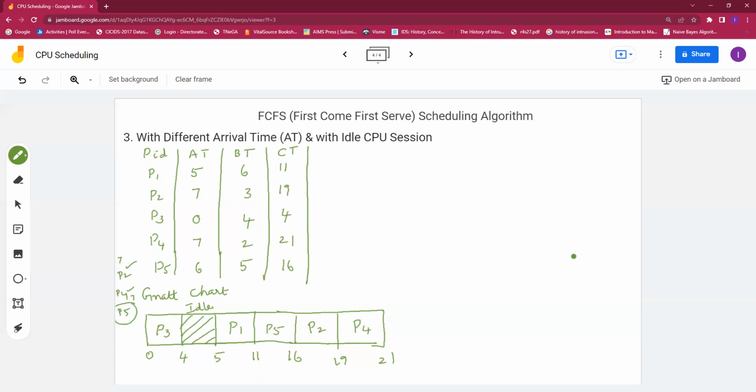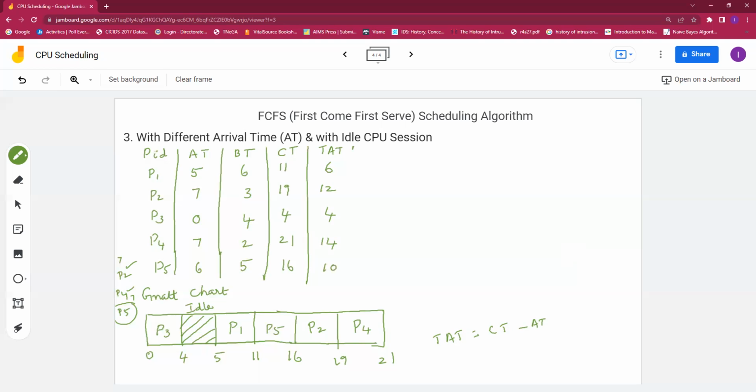Once your completion time is over, you need to find out the turnaround time. As you know the formula, turnaround time is equal to completion time minus the arrival time. So this is the completion time and this is the arrival time. 11 minus 5, it is 6, and then 19 minus 7, it is 12, and then 4 minus 0, it is 4, and then 21 minus 7, it is 14, and then 16 minus 6, it is 10.